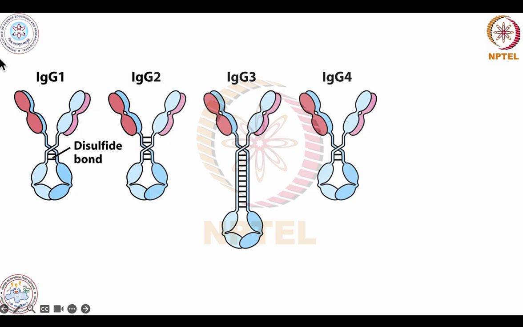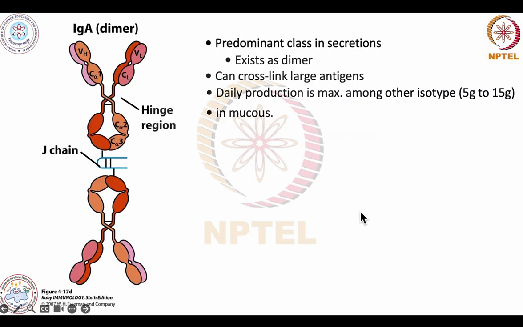IgG1, disulfide bond is there. IgG2, IgG3, IgG4. IgA, so it's a dimer. It has a J chain. It is the predominant class in secretions and exists as a dimer. It can cross-link large antigens. Daily production is maximum among the isotypes, 5 gram to 15 gram. It is present in mucus.